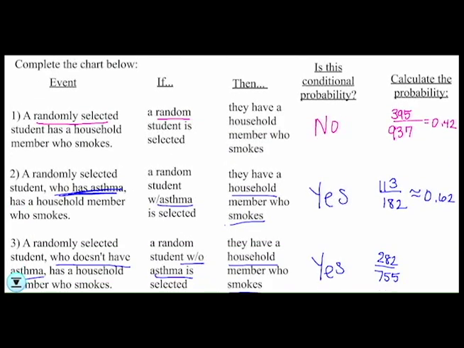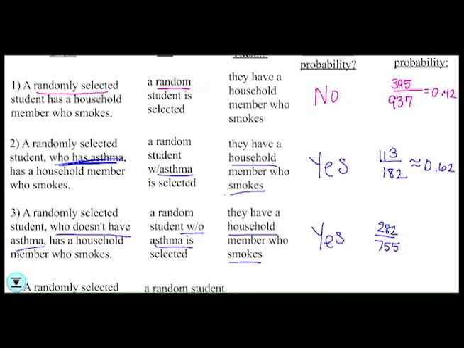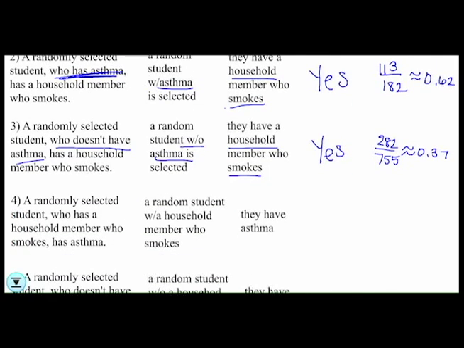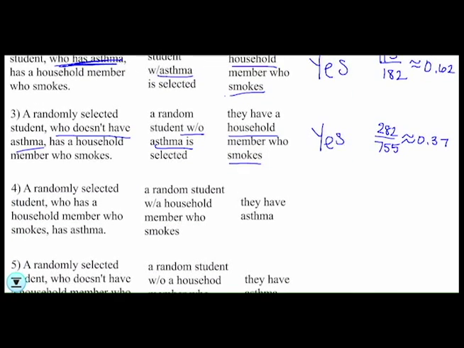Putting that into my calculator, 282 students out of the total 755 that do not have asthma, that'd give me about 37%. So that would be the probability of this event occurring. If I look at the next event, a randomly selected student who has a household member who smokes has asthma.